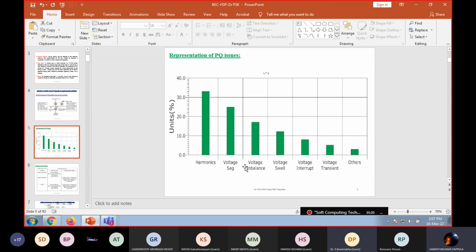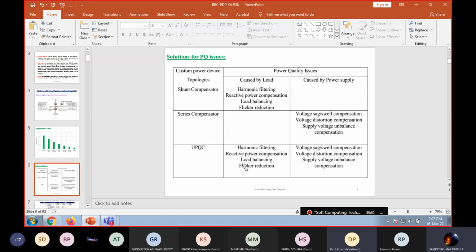So if you want to rectify these problems, we are using some filters like active and passive filters. Let us see here some custom power device topologies. There is the shunt compensator, the series compensator, and the combination of the shunt and series compensators.